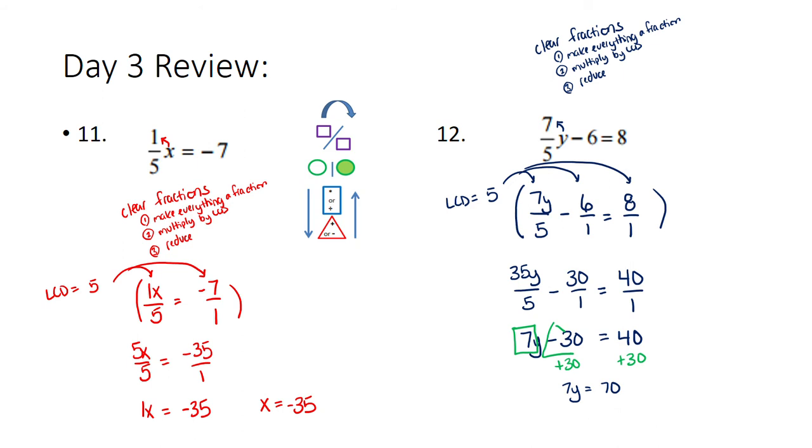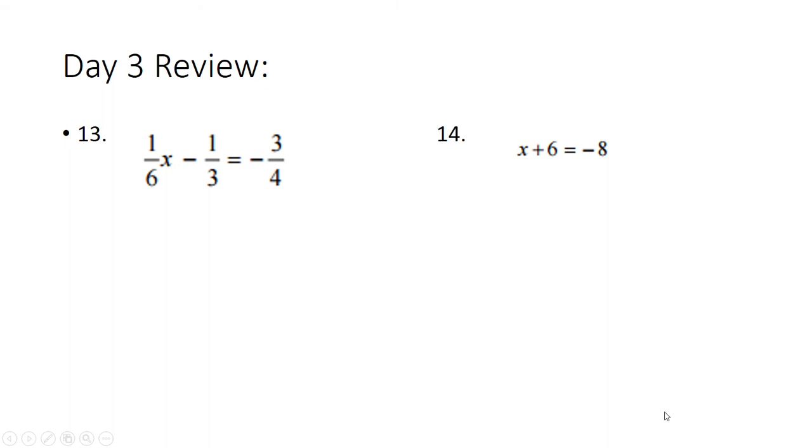Last step we need to do to solve this problem, divide both sides by 7 because that's my rectangle. Then y equals 10 because 70 divided by 7 is 10. That's it for this question. All right, only 2 more questions to go, and then you start your questions.